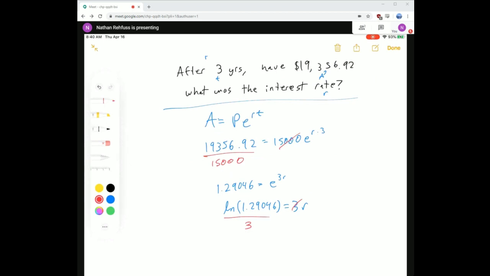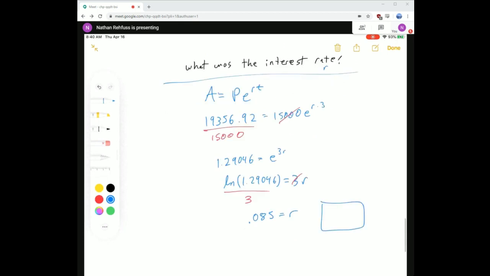I'm expecting a number between 0 and 1, because this is exponential growth, but it's not growing very fast. I'm expecting an interest rate, so like 0.06 would be 6% interest. Now, when I actually divide this number by 3, I get 0.085 equals r, and that means our interest rate was 8.5%. Make sense?